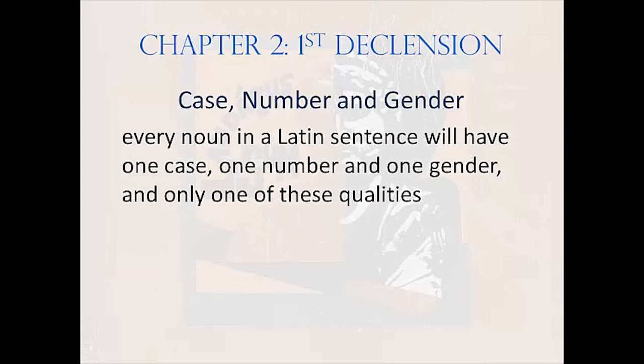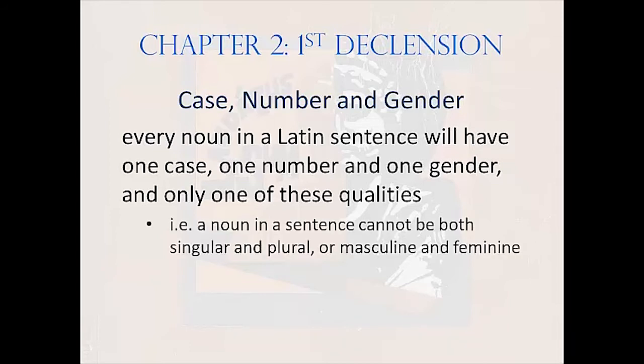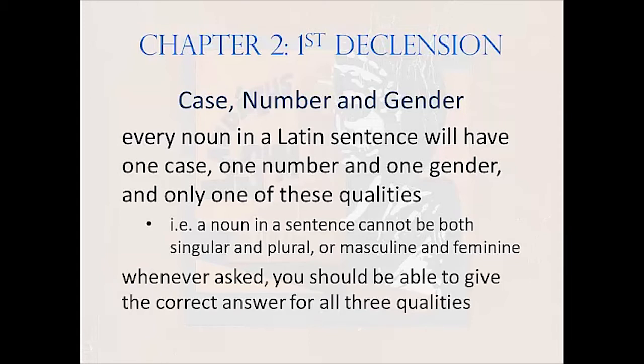Every noun in Latin will have 1 case, 1 number, and 1 gender, and only one of each of these qualities. In other words, a noun in a sentence cannot be both singular and plural, or masculine and feminine. Whenever asked, and I will ask, you should be able to give the correct answer for all 3 qualities. Number is so simple, there's no need to discuss that. It refers to a noun that is either singular, there's only one of them, or plural, there's more than one of them. And that, thank Jupiter, is as close as Latin will ever get to math.